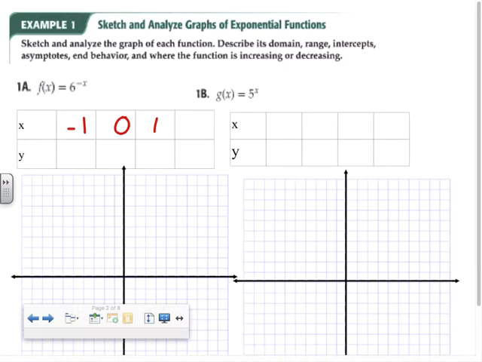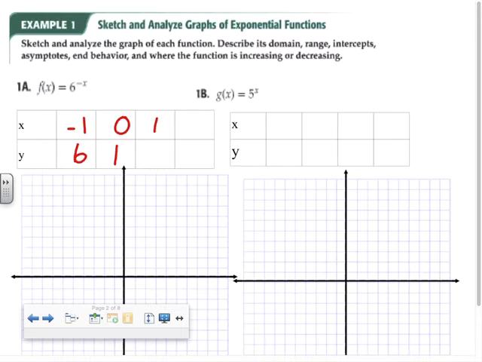So if I plug in -1 for x in part 1a, then I'm actually taking 6 to the first power, which is just 6. If I plug in 0 for x, then I'm taking 6 to the 0 power, and something that's very, very important for you to know and remember is that anything raised to the 0 power is 1. So you're going to see 0, 1 as a very common y-intercept.